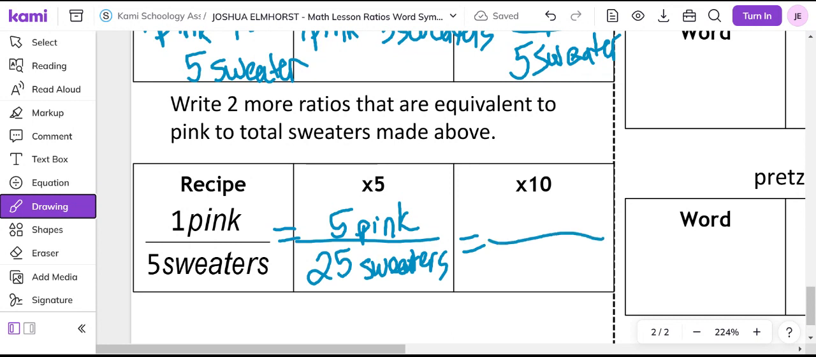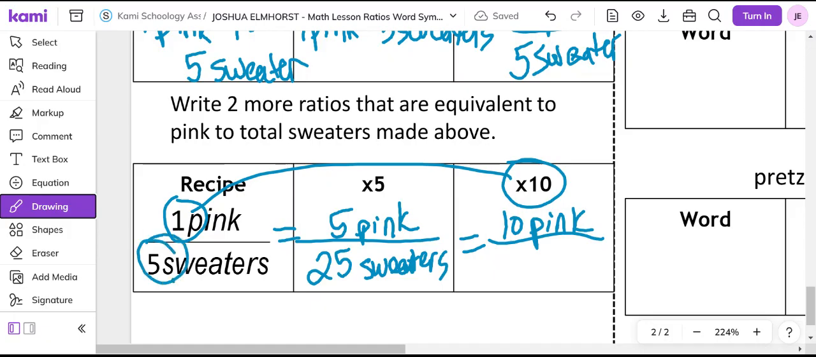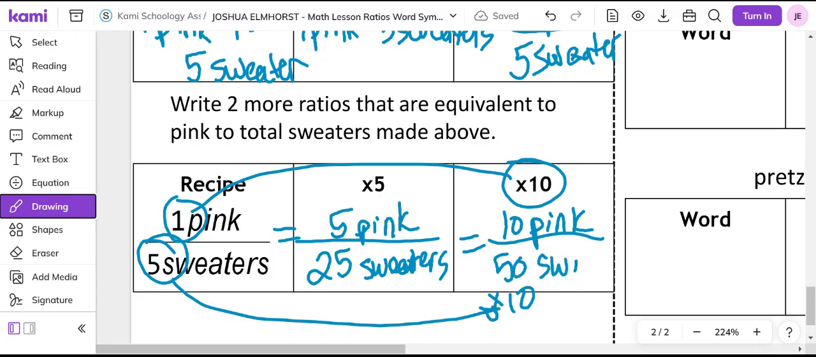And we can write an equivalent ratio here if we multiply by 10, times 10, which will give us 10 pink times 10, which would give us 50 sweaters.